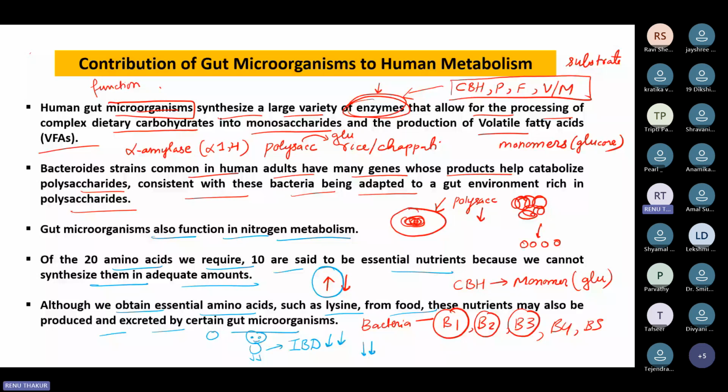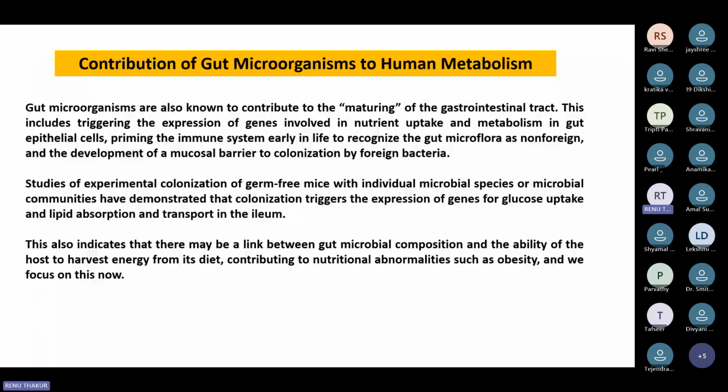Now, gut microorganisms are also known to contribute to the maturing of the gastrointestinal tract. This includes triggering the expression of genes involved in nutrient uptake and metabolism in gut epithelial cells, priming the immune system early in life to recognize the gut microflora as non-foreign, and the development of a mucosal barrier to colonization by foreign bacteria. So these lines are a little bit lengthy, but it is very, very important.